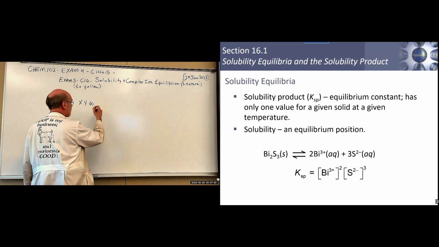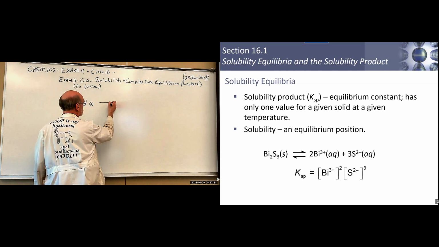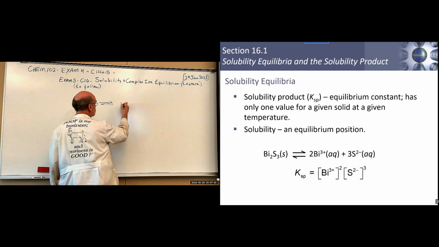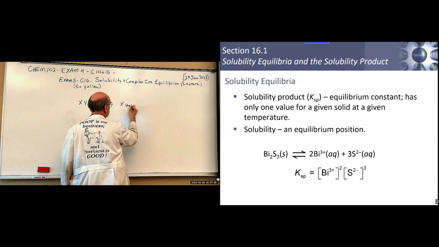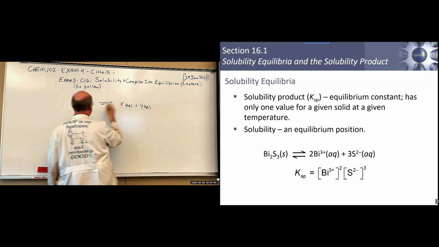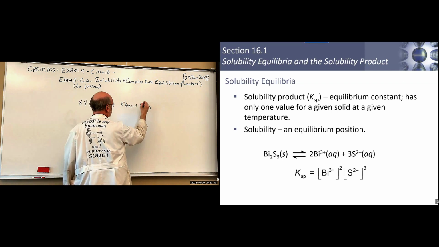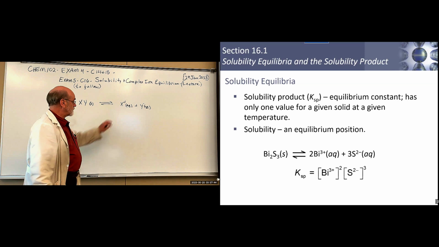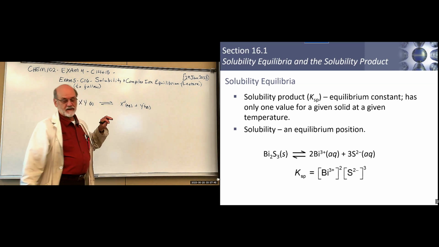So if we're going to put this in the aqueous solution, we're going to set up an equilibrium where this is going to be the cation and that's the anion. These are in solution and that's not.